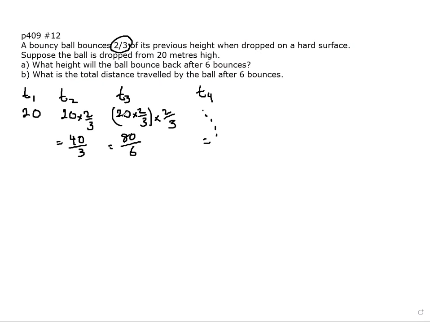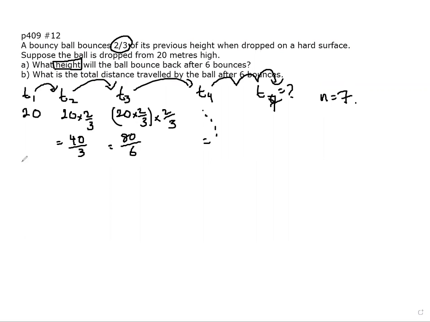However, let's apply this in terms of a geometric sequence. So the question is not actually asking for the sum. I just actually want what T6 is after 6 bounces. Forgive me, T7, because 1 bounce would give me this, 2 bounces would give me this, 3 bounces, 4, 5, 6 bounces will give me term 7. So the n value is actually 7.